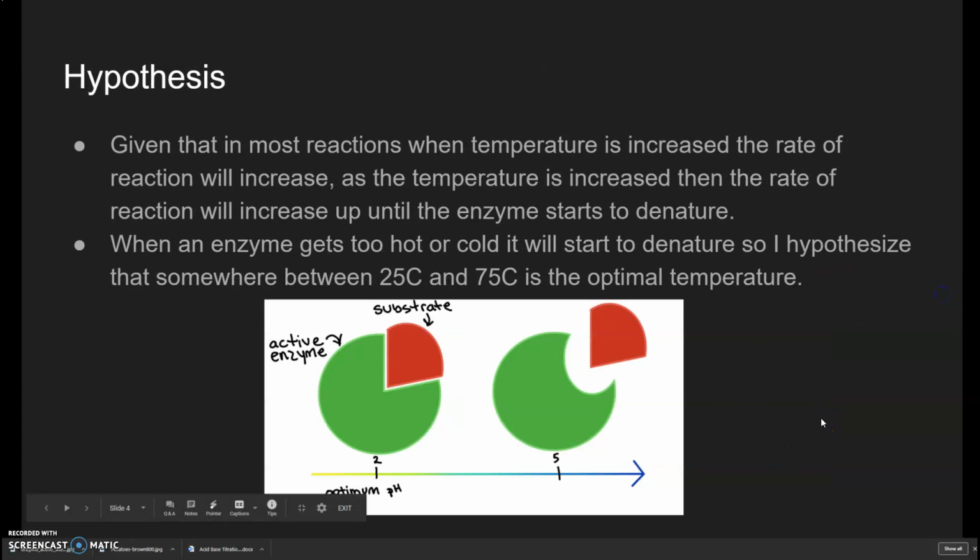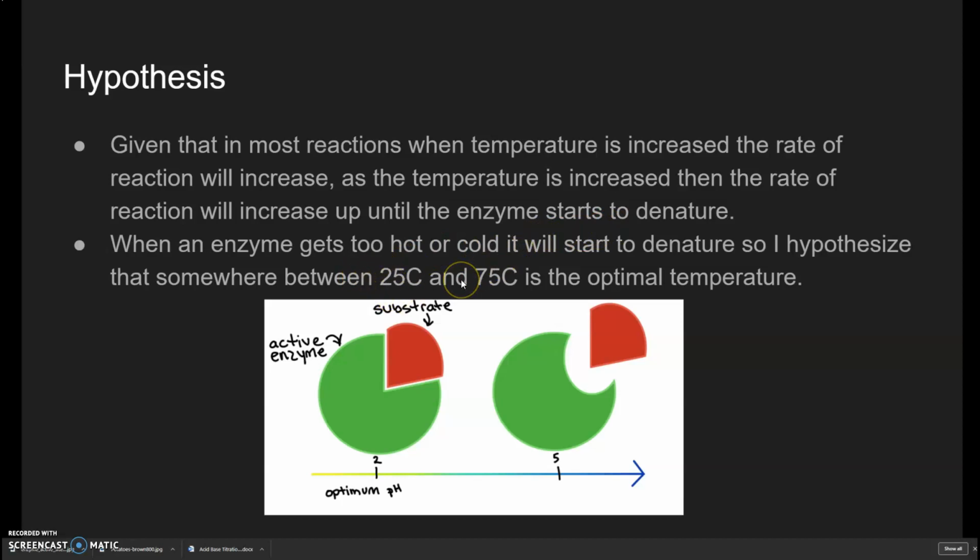So, my hypothesis: given that in most reactions, when the temperature is increased, the rate of the reaction will increase. What that means is basically, as the temperature goes up, the rate at which the reaction will occur will also increase, up until the enzyme starts to denature. When an enzyme gets too hot or too cold, it will start to denature. So I hypothesize that somewhere between 25 degrees Celsius and 75 degrees Celsius is the optimal temperature.